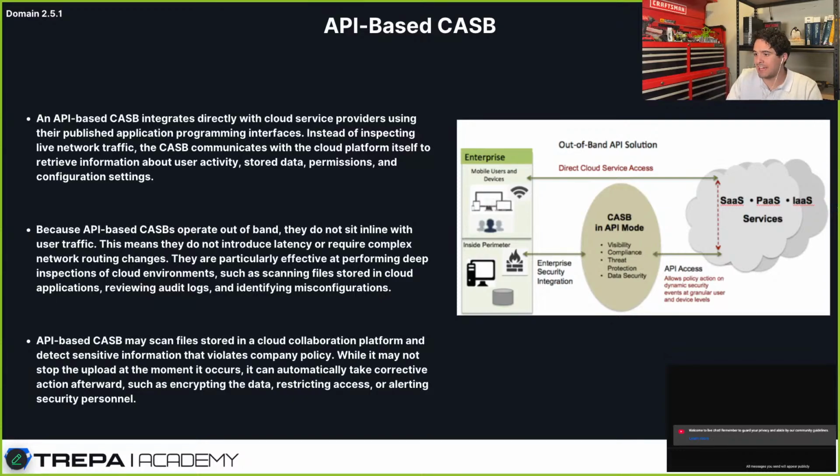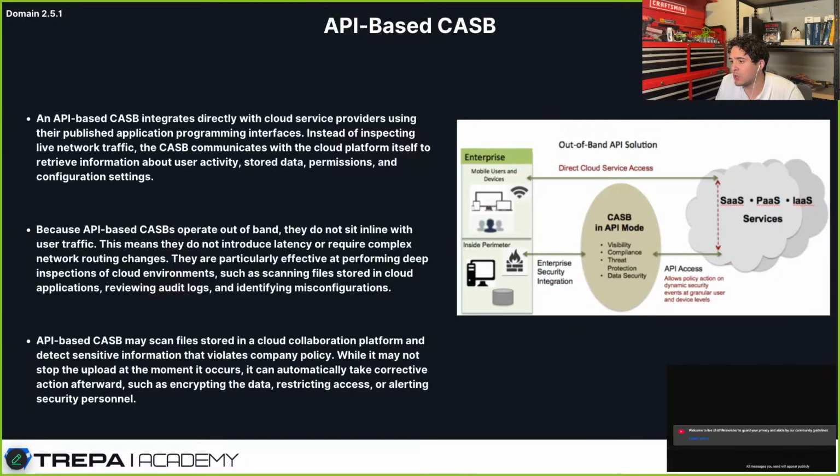So, a type of CASB: the API-based CASB. An API-based CASB integrates directly with cloud service providers using their published APIs, application programming interfaces, instead of inspecting live network traffic. The CASB communicates with the cloud platform itself to retrieve information about user activity, stored data, permissions, and configuration settings. So it's almost reactive.